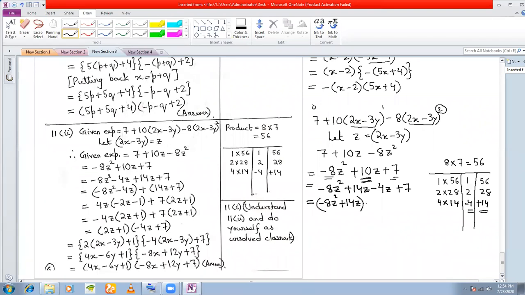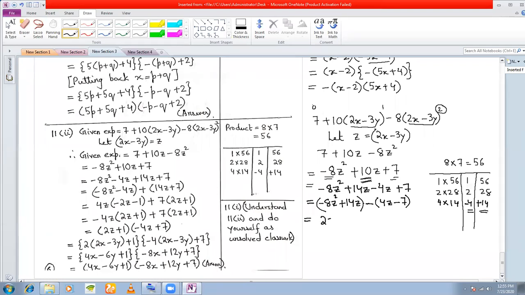First, second, third, and fourth. I'm keeping a minus sign outside, so the sign within the bracket will change from 4z plus 7 to 4z minus 7. Now I take the HCF of these two.